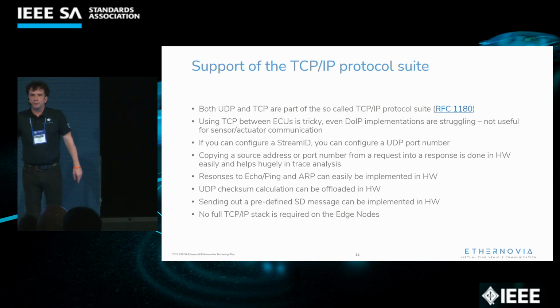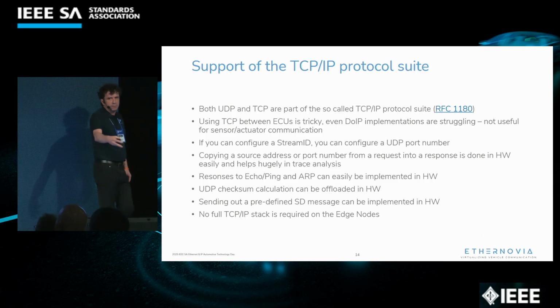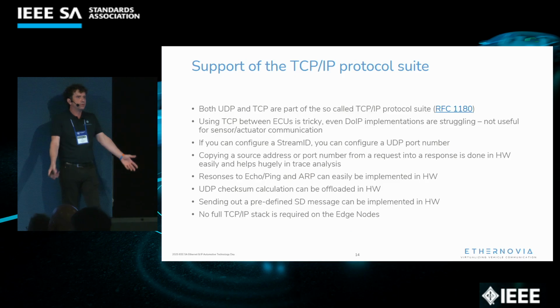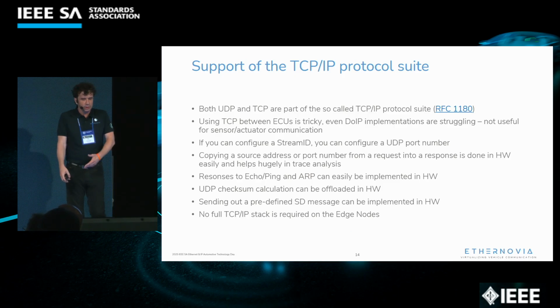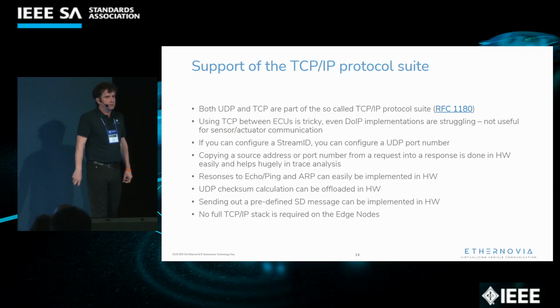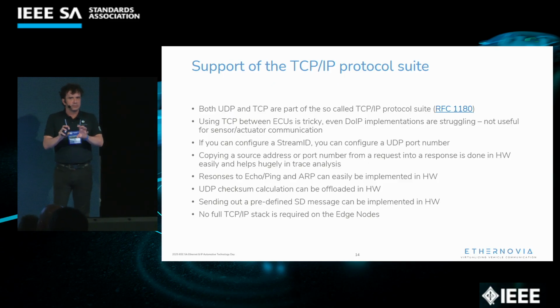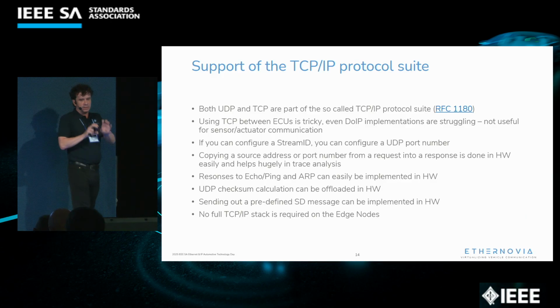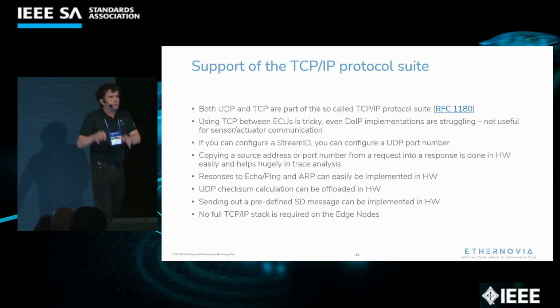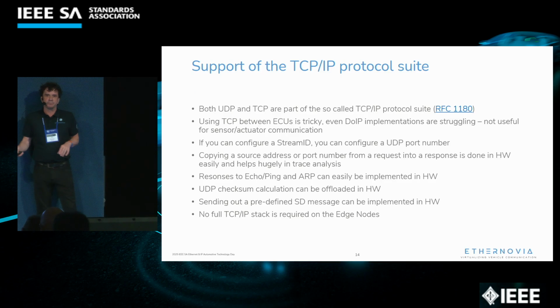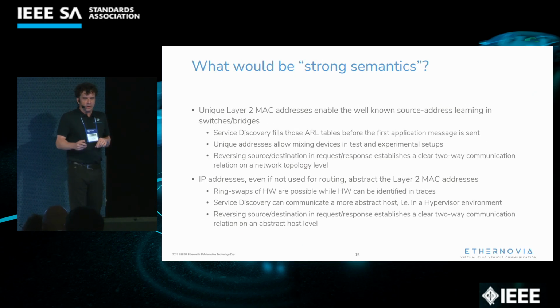Implementing an echo or an ARP request, people have done that in hardware. I've actually been part of a project where this has been done on an Ethernet side channel. It's not difficult. UDP checksum offloading, not difficult. Sending out a predefined service discovery message. Yeah, if you say I need to follow the whole service discovery stack from AUTOSAR, yes, that is difficult. That's not what you need. You need way less. Implementing the minimum of a TCP/IP stack in edge nodes is doable, and it has been done before, and I don't think it's a right argument to get rid of it in something like the remote control protocol.